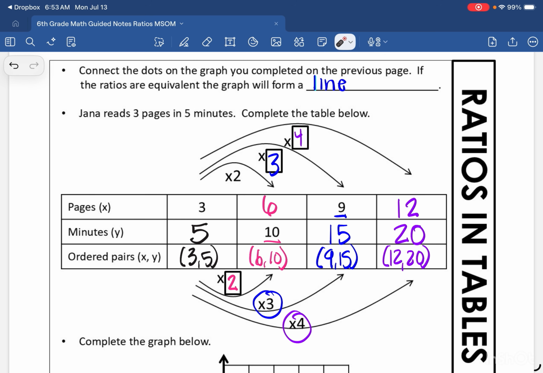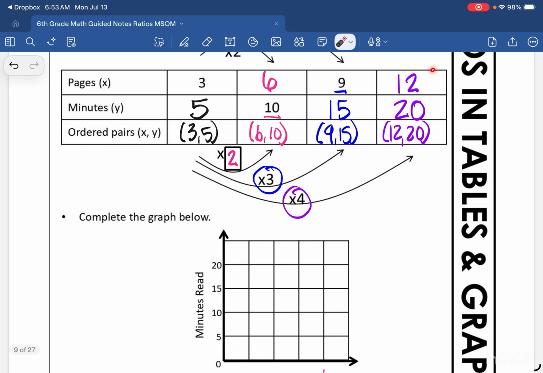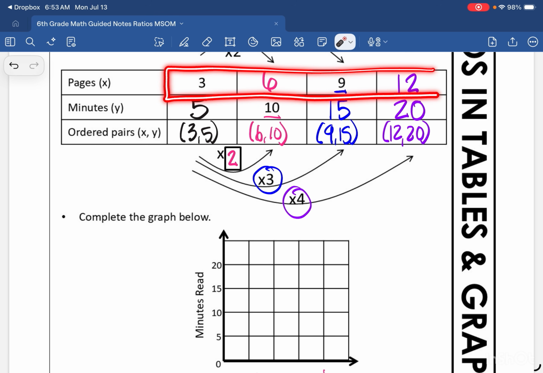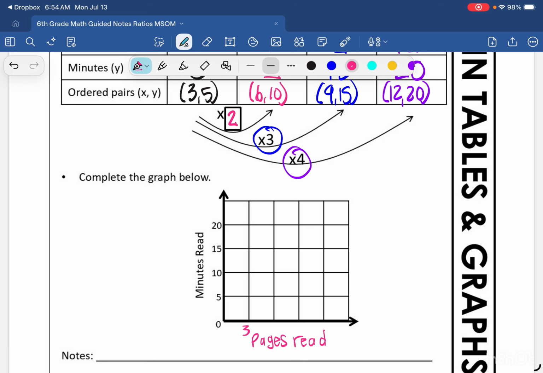All of these should be equivalent ratios. We can check that by graphing them and see if it forms a straight line. Again, I already have my y-axis labeled. Minutes read is y, so my pages read is going to be x. Now, if I look right here at my pages read numbers, I'm going to be counting by 3 on my axis. So I have 3, 6, 9, and 12.